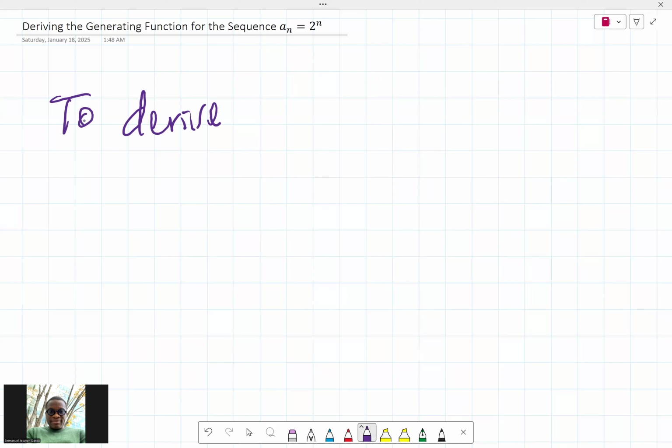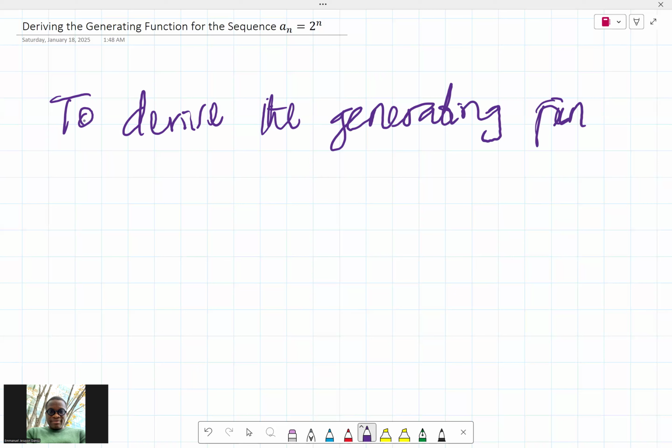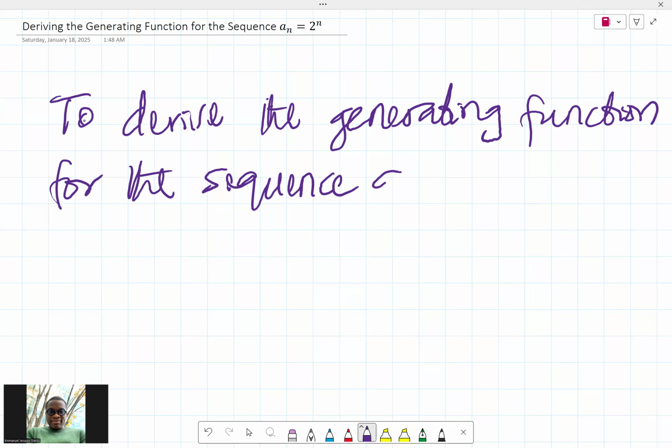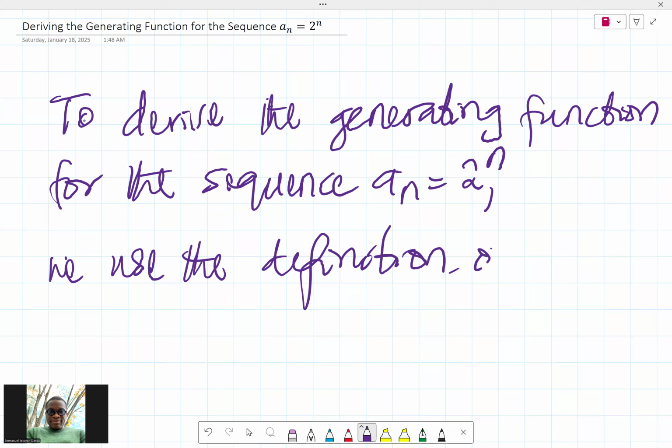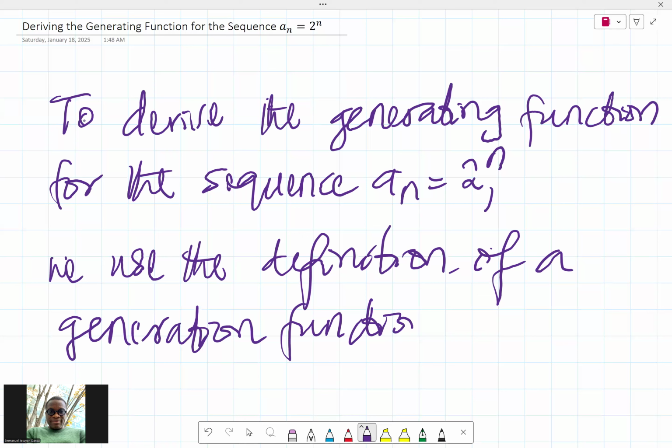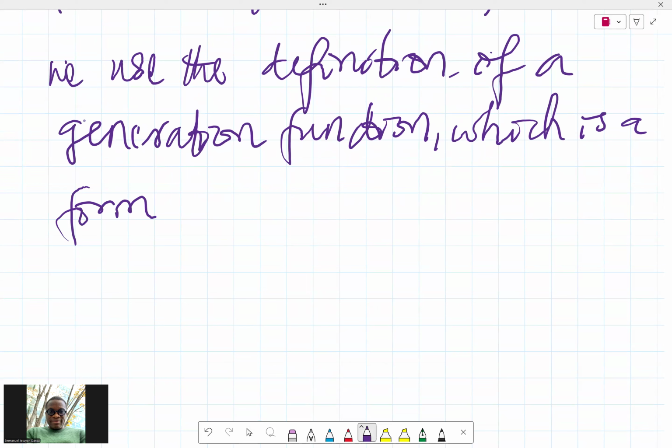To derive the generating function for the sequence a_n equals 2 raised to power n, we have to remember to use the definition of a generating function, which is a formal power series.